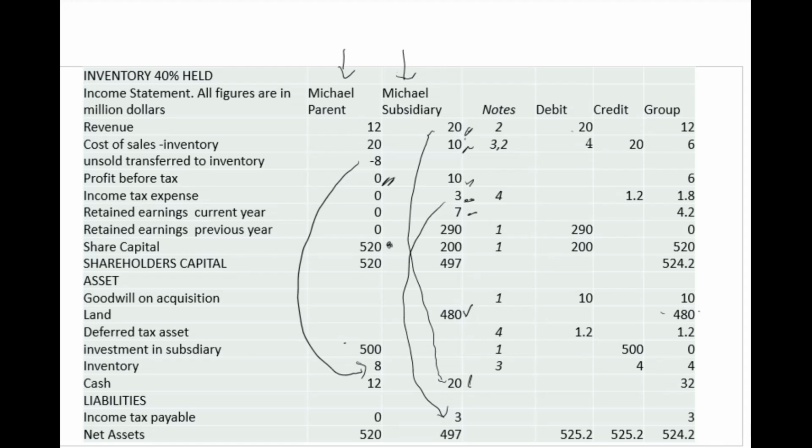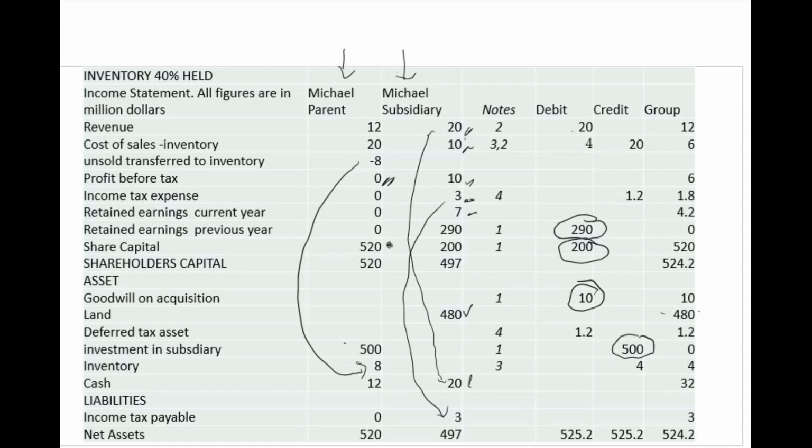Let's now look at the adjustment entries. Our first adjustment entry relates to elimination of investment. We credit 500 million investment, and we debit share capital 200 million, and we debit retained earnings 290 million. The remaining is goodwill on consolidation 10 million.